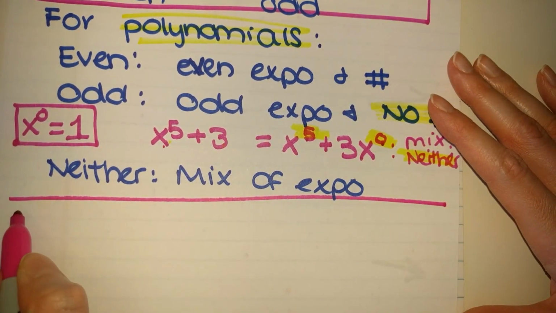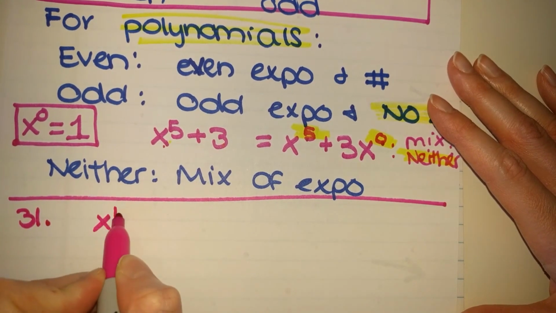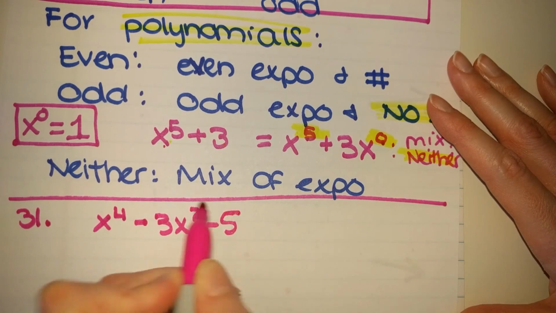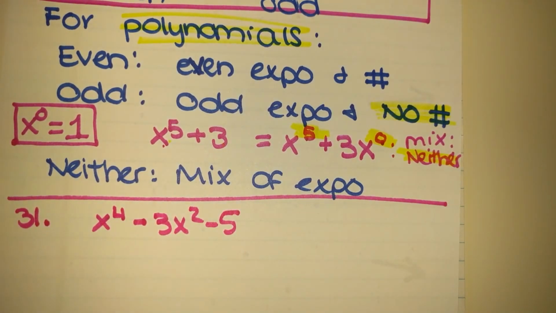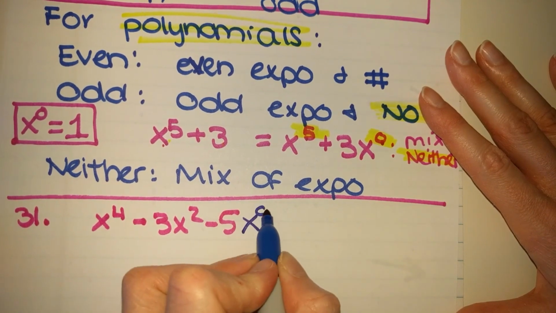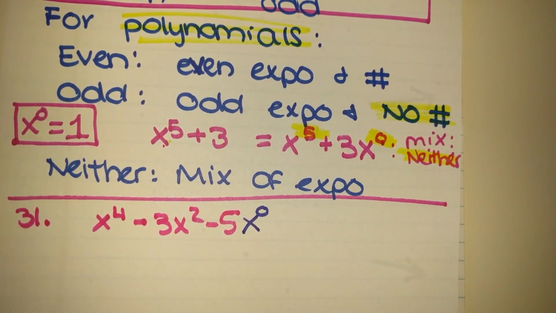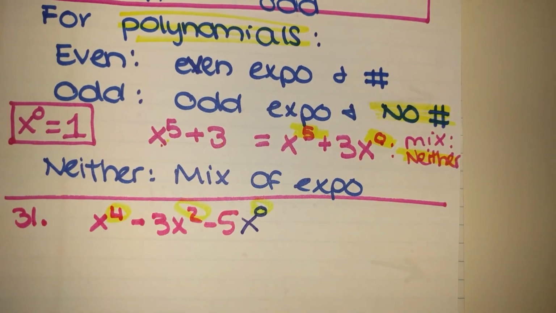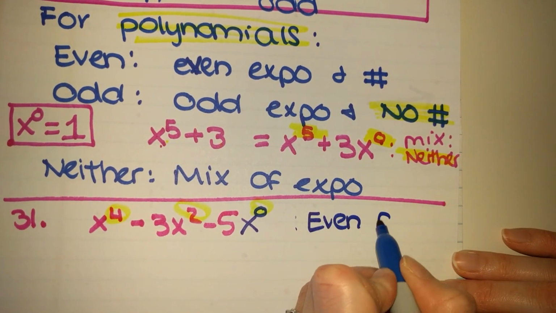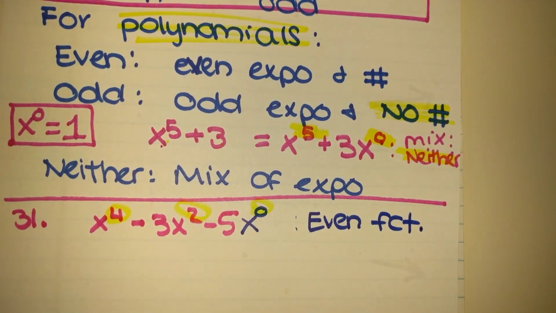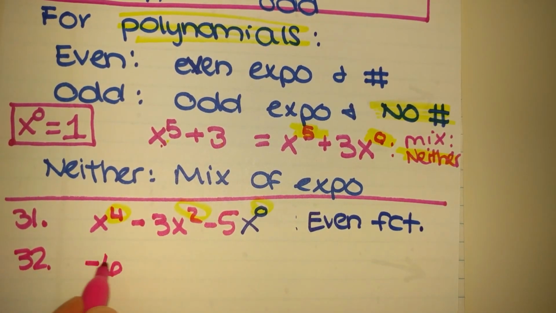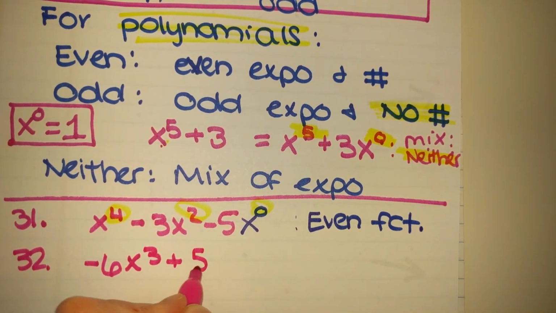So if you look at, for example, number 31, you have x to the fourth minus 3x squared minus 5. And again, you've got to put an exponent on everything. So if this 5 has to have an exponent, then it's going to be an x to the 0. And when you look at all of these exponents, you have all even exponents, so this would be an even function. Okay?